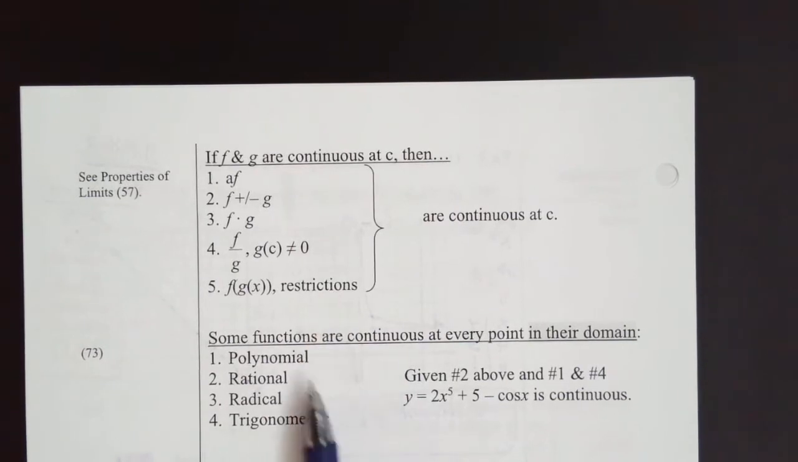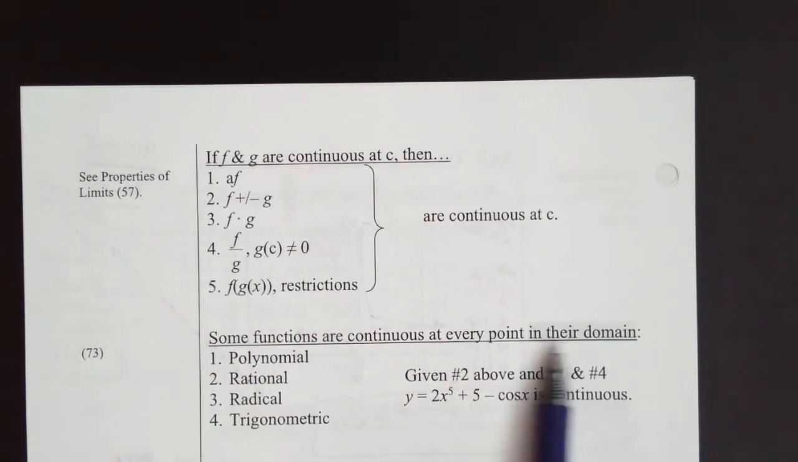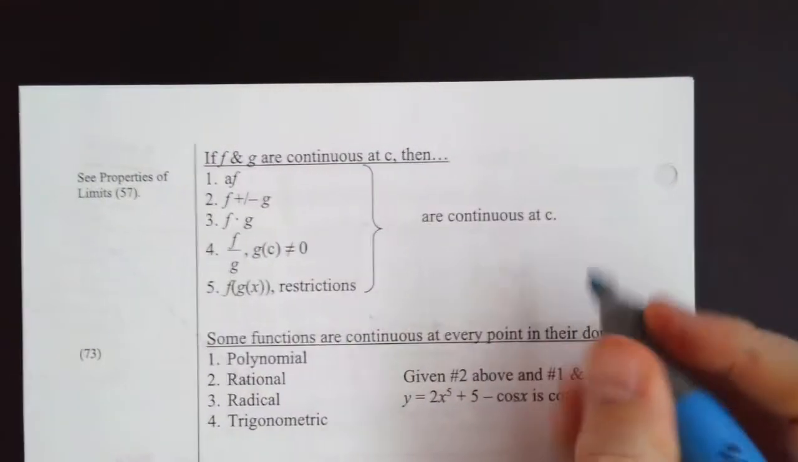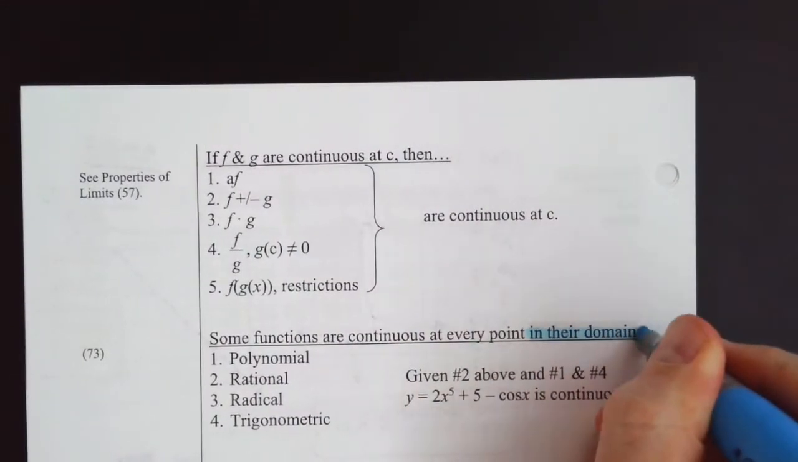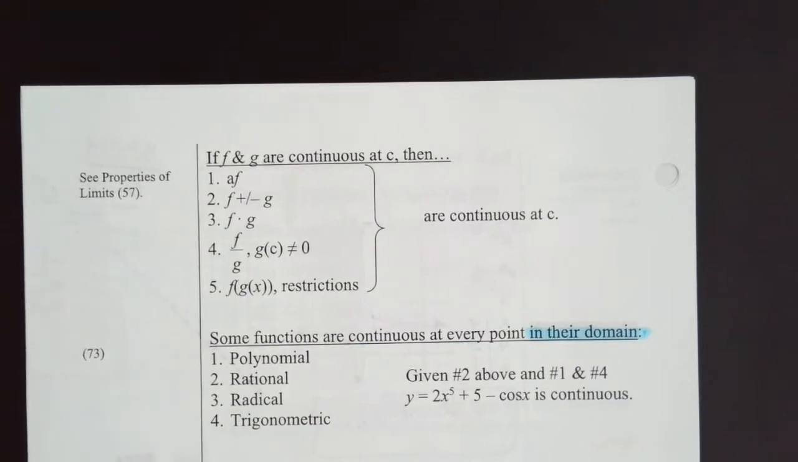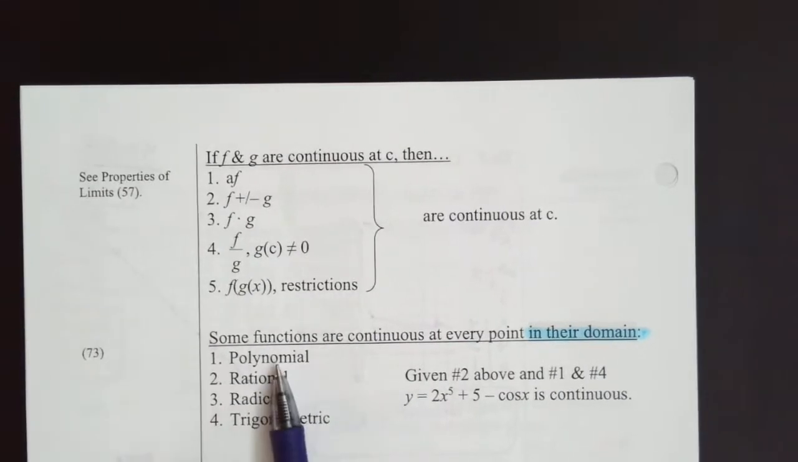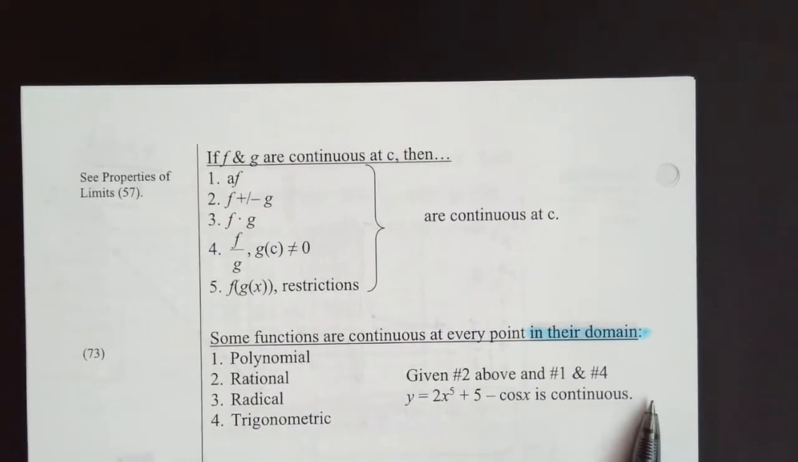Some functions are continuous at every point in their domain. Now this is a little bit tricky. It doesn't really come up, so don't let it worry you too much. It's not really something you should spend much time thinking about. But polynomials are continuous everywhere.